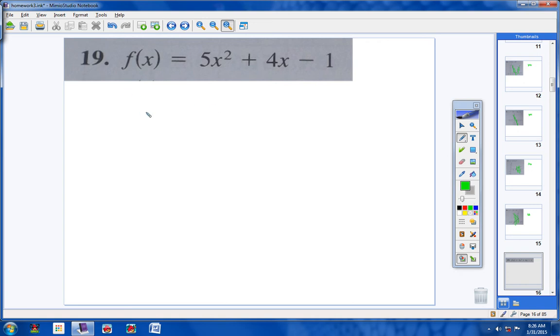Okay, moving on to 19 through 22, find the zeros of the function, okay? So, I'm going to put 0 in for y. Y, of course, is f of x. And now I'm going to quickly find the zeros, okay? I'm going to try to factor if at all possible. And here we go. You have a lead coefficient of 5. 5 times negative 1 is negative 5.